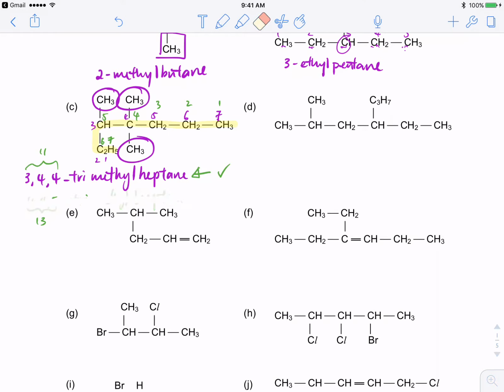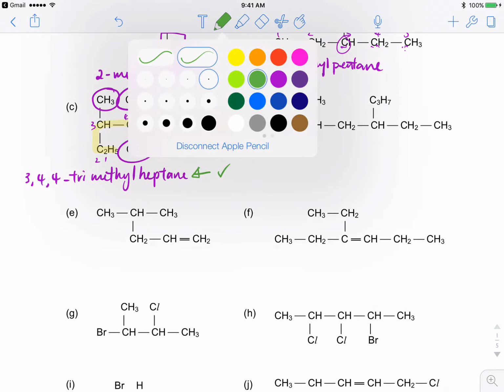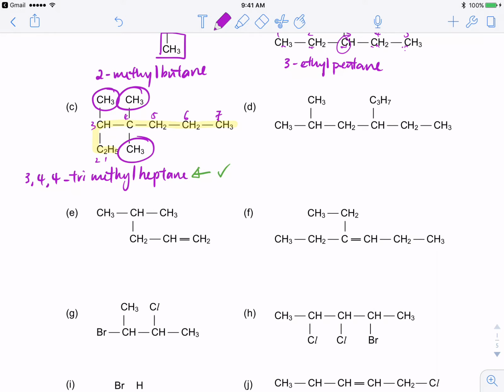So let me erase the wrong answer so you won't be confused. Okay, now let's look at the next question, which is also very tricky. You may think that, again, the longest chain is this, which has 6 carbons. But note that here there's a C3H7 group.